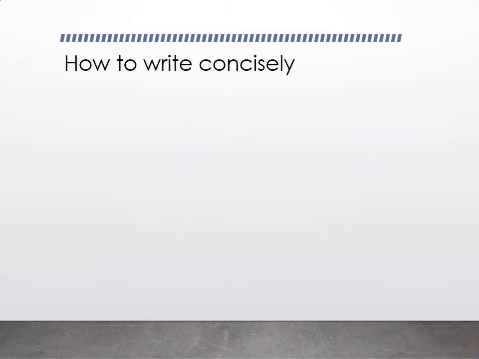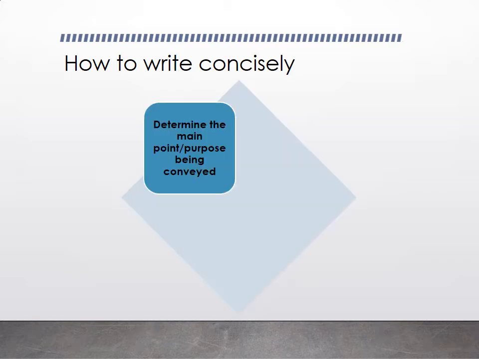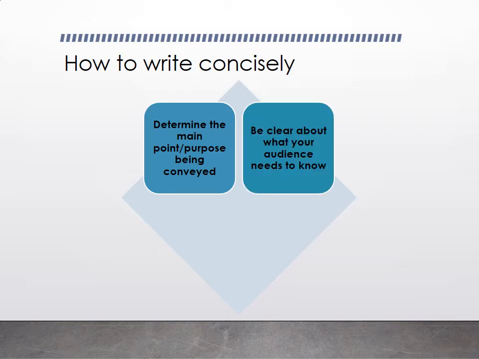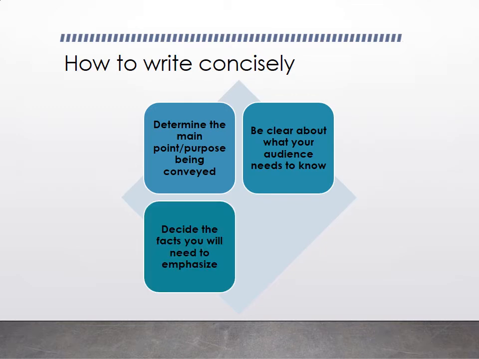So there are some particular points to help us write more concisely. First of all, you have to be clear about the main piece of information that you're trying to convey. If you don't know what that main point or purpose is, it'll be hard for you to keep it and to cut away the things that don't fit. You have to be clear on what your audience needs to know. So the main point or purpose is what you want to do. But you also have to think about how the audience is going to use this information and what they need to know to use the information. And you don't want to lose that either.